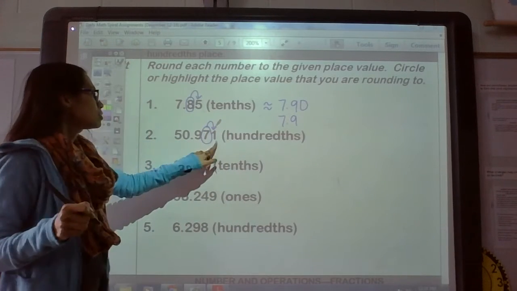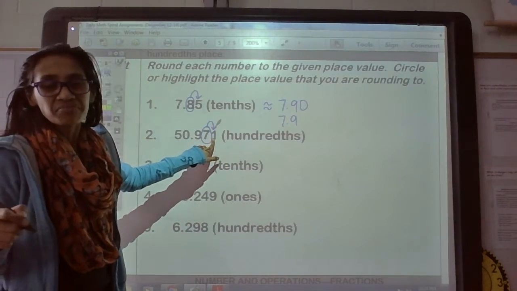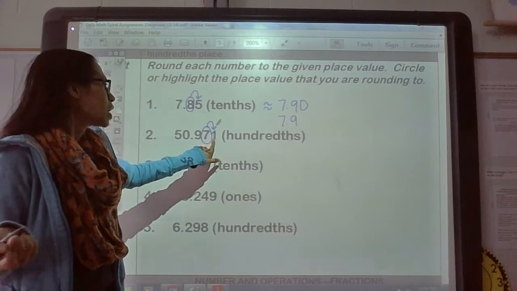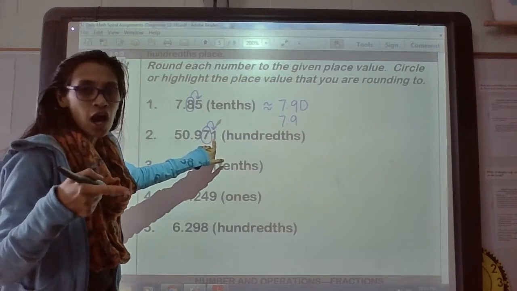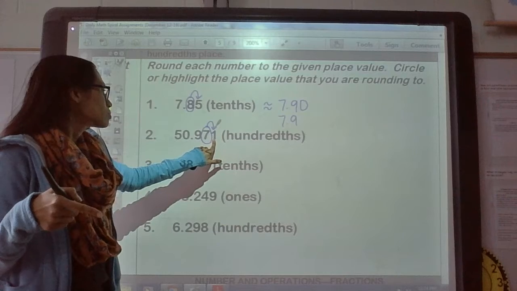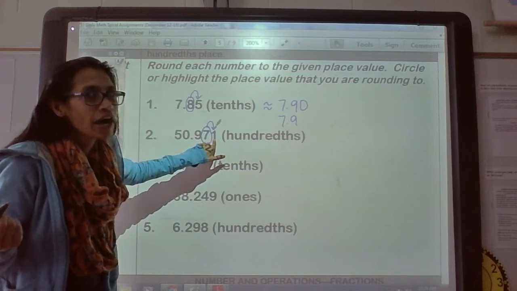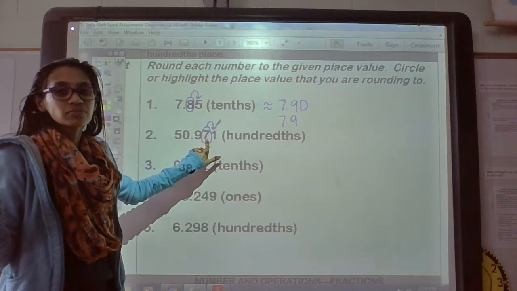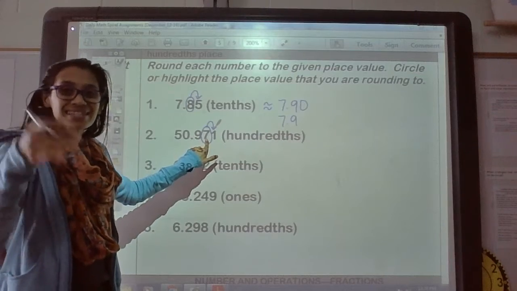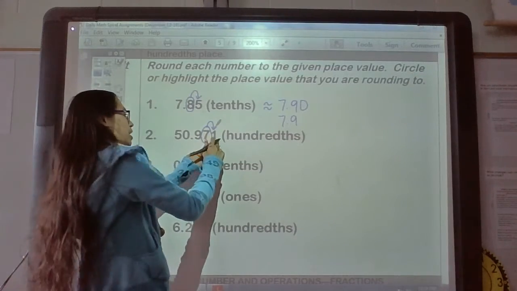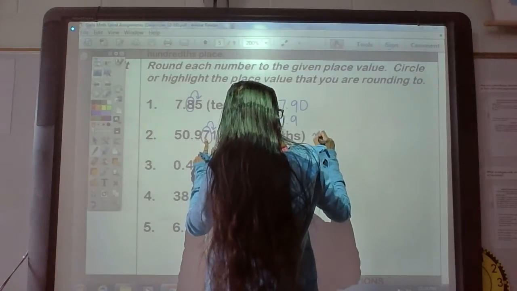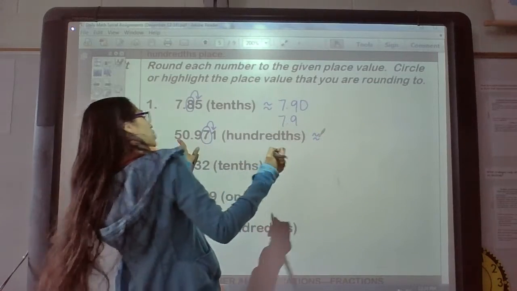Hey, number 1. What are you doing? Just rounding. Hey, number 1, are you less than 5 or are you 5 or more? I'm less than 5. So what happens to the 7? It stays the same. And that 1 becomes a 0. Put your approximate symbol right there and write this down.